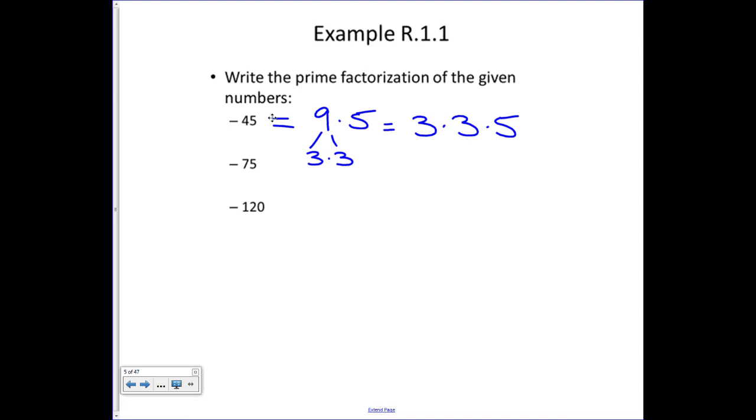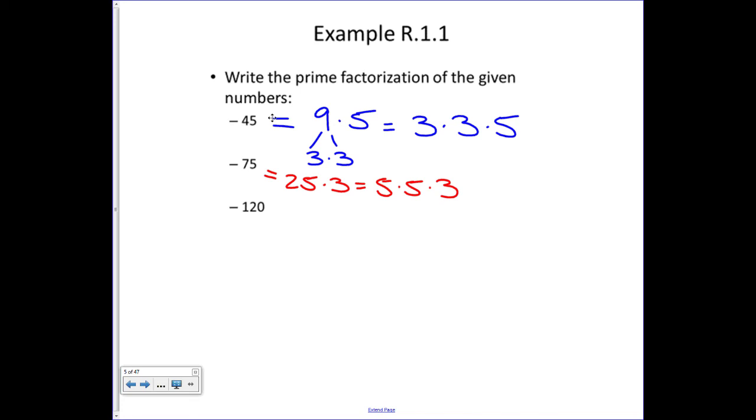We can do the same thing with the next two numbers. 75 is just 25 times 3. 25 is not prime, but we can write 25 as 5 times 5. And so 75 is 5 times 5 times 3.